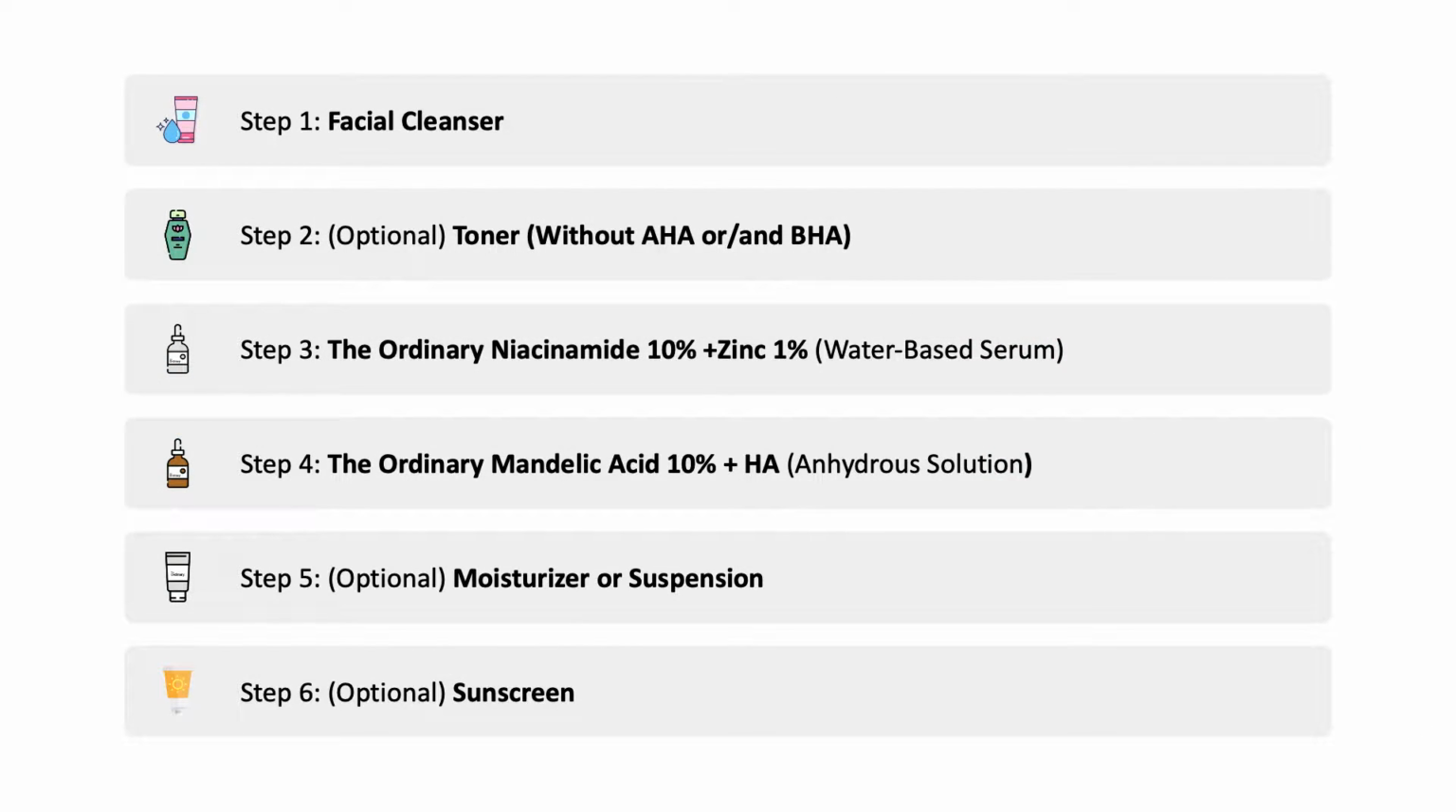Now the correct order of application also looks like this. You're going to start off with step number 1, which is washing your face with a facial cleanser. Then moving on to step number 2, which is optional, using your toner. Then for step number 3, you're going to apply the Ordinary Niacinamide. For step number 4, you're going to apply the Ordinary Mandelic Acid. For step number 5, it's optional. You can also finish it off with a cream like a moisturizer or a suspension. And if you're being exposed to the sun, don't forget your sunscreen as your last step.